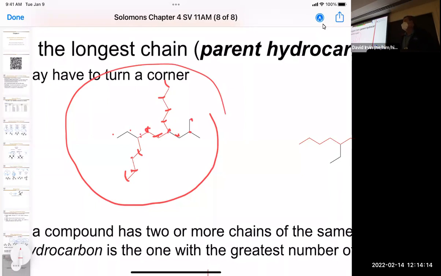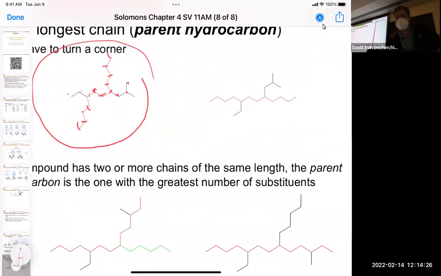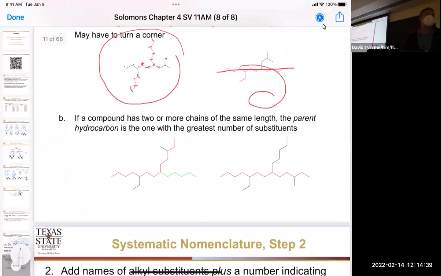So what's our parent name? Dodecane. Cool. And now we have substituents on there, and those substituents will have the -yl sounds on them. Again, pay attention: the longest chain will not always be the straight line. Sometimes it will even turn around and go in a loop. So just pay attention to that. Okay, so that's the first rule: find the longest chain. Everything else is a substituent.